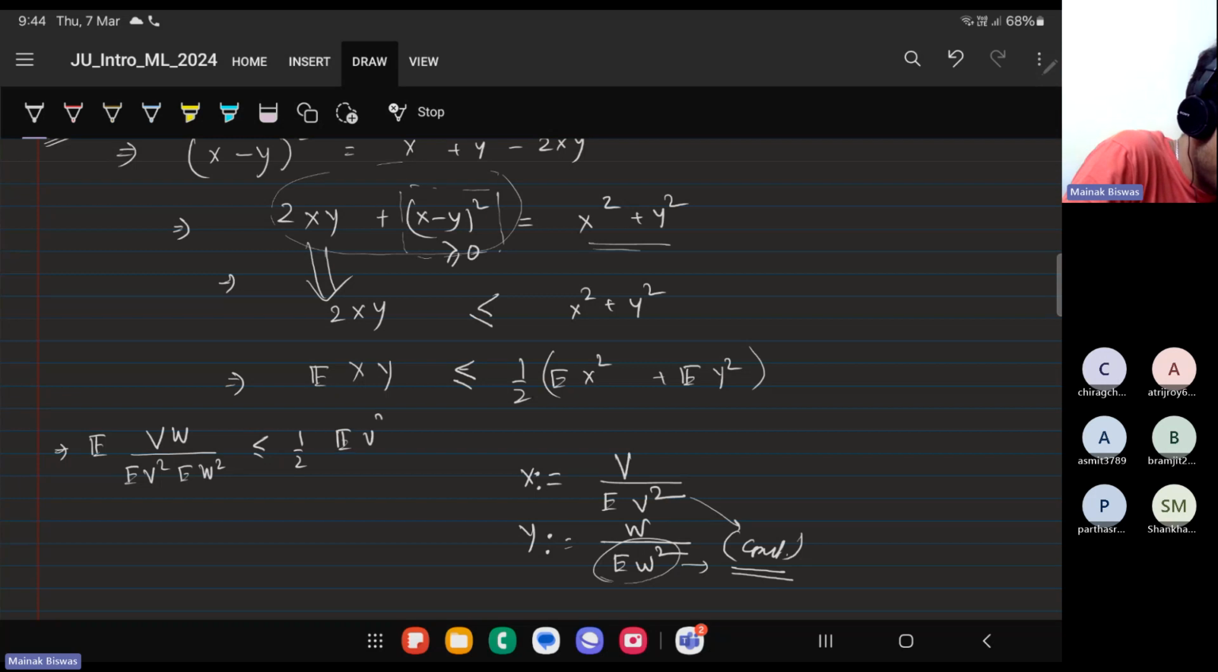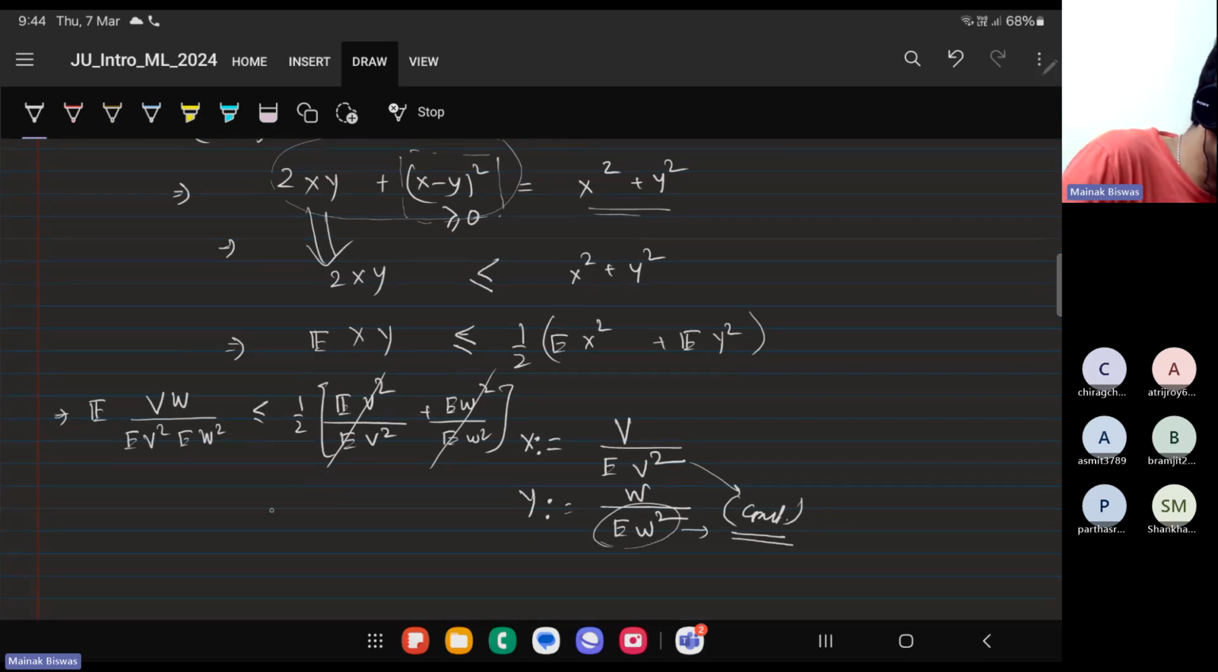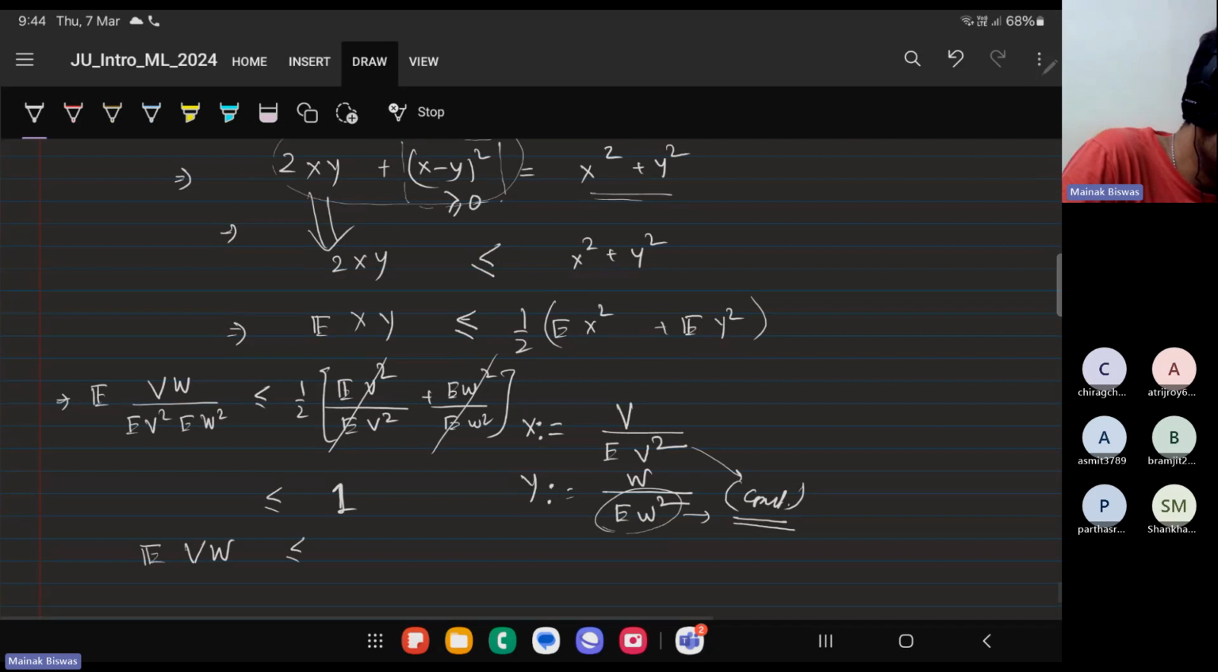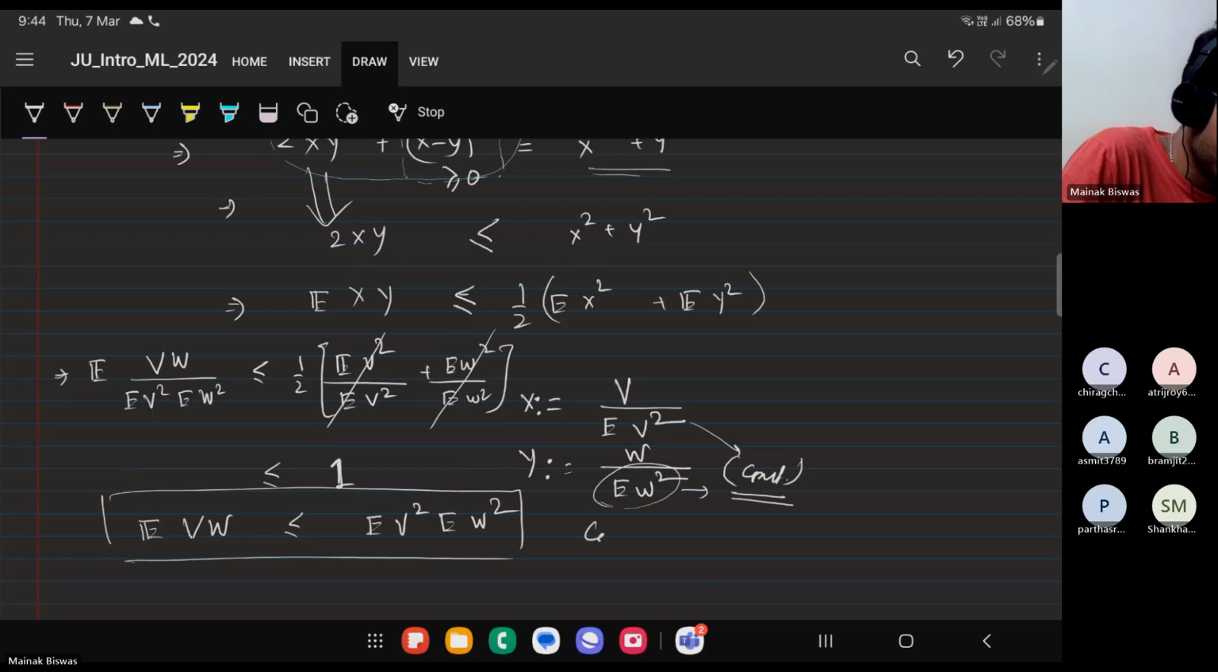Expected value of v squared divided by its constant, as you are telling me, will go out, plus expected value of w square divided by expected value of w square. So you see, you can do the same thing with the offset also. It's just to make the calculation easier that I kept the offset. Is it matching now? So you have expected value of vw less than or equal to the square root of expected value of v square times expected value of w square. This is also known as the Cauchy-Schwarz inequality.